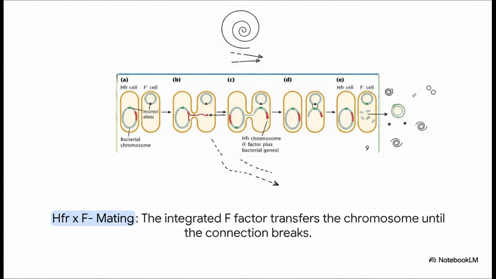This transfer is really slow. It takes about 100 minutes for the whole E. coli chromosome, and that fragile connection between the cells almost always breaks before the full transfer is finished. So here's the key result. The recipient gets a big chunk of new chromosomal genes, which is great for recombination, but since the very tail end of the F factor almost never makes it across, the recipient itself usually stays F negative.